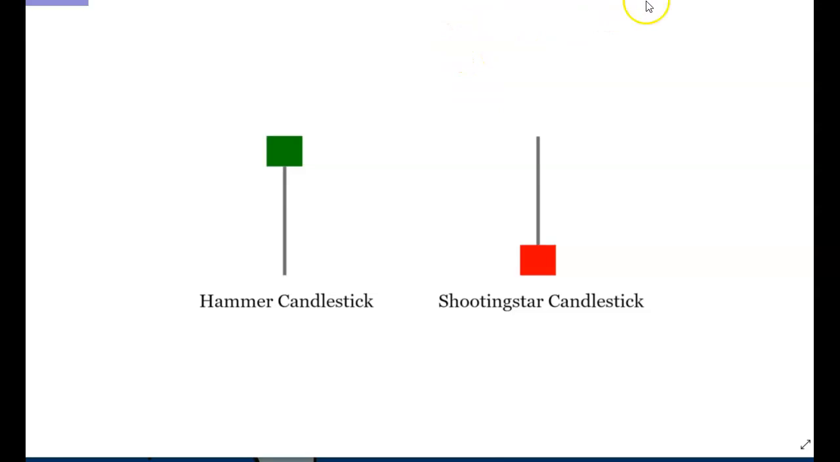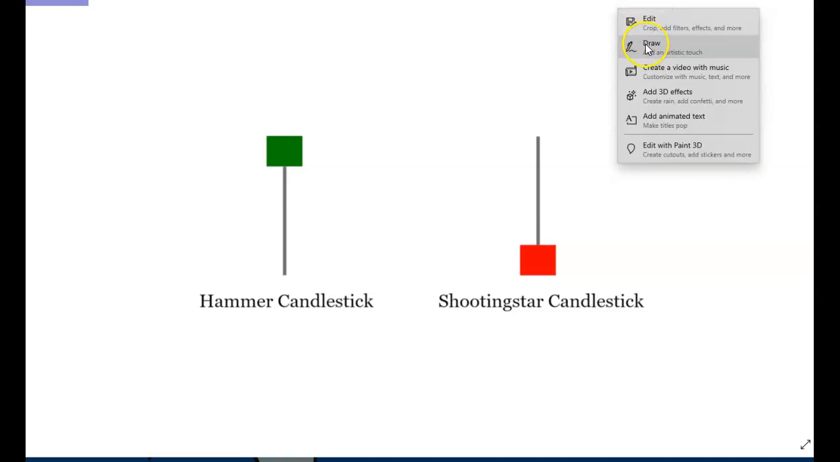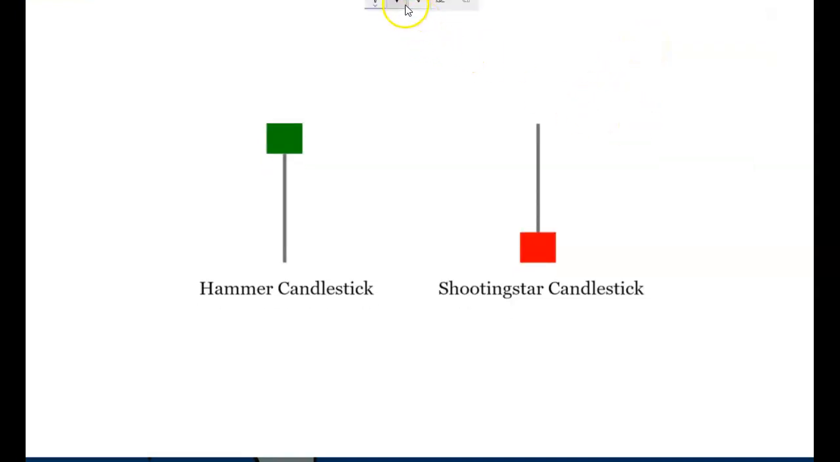Let me see if I can draw that, if it will allow me to. Okay. So remember, I'm sorry, my line is not straight. Remember, that's the gravestone doji. And then remember the dragonfly doji looks like a T. I know it's not straight, sorry about that, but you get the concept. So it reminds me of these.